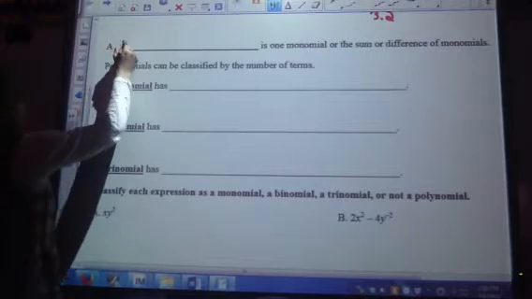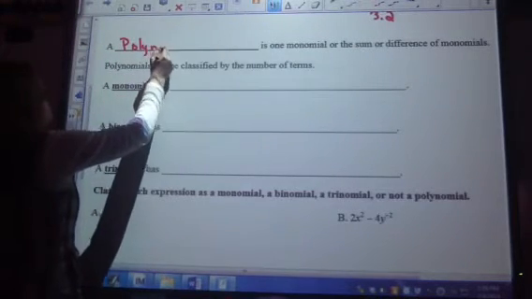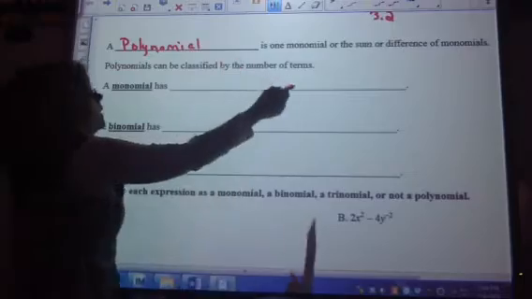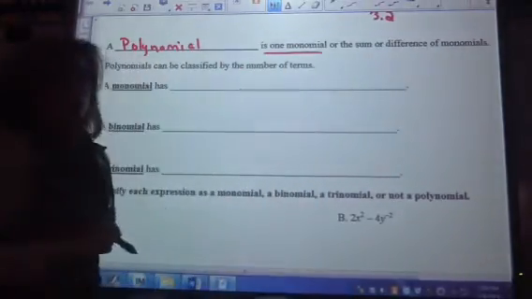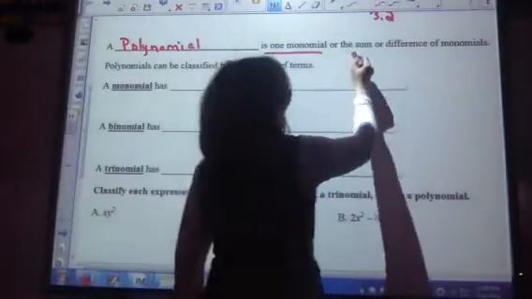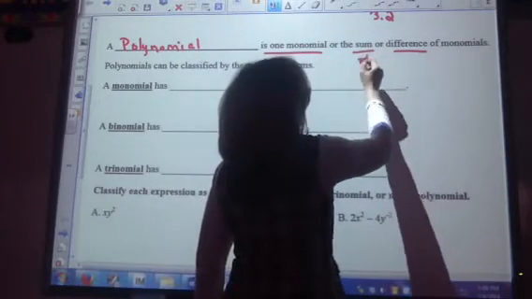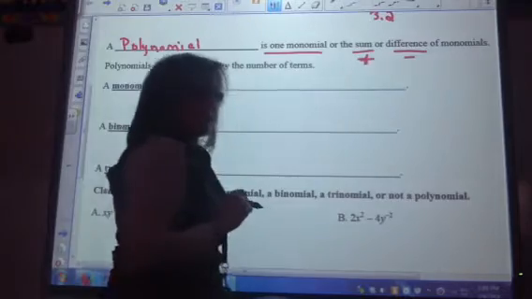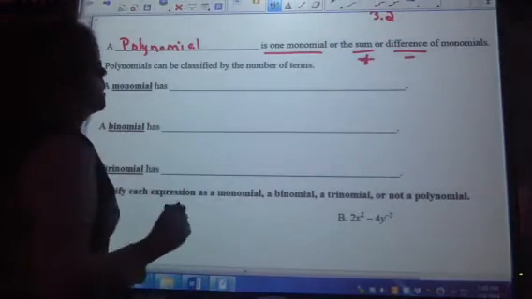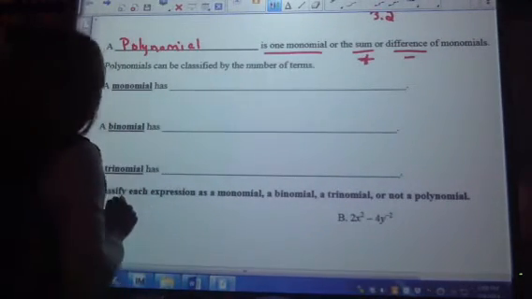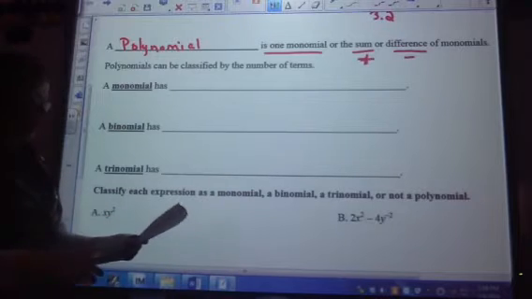Okay, a polynomial is one monomial or the sum or difference of monomials. So there's the difference. You have to have an addition sign or a subtraction sign to make a monomial into polynomials. All right? Polynomials can be classified by the number of terms.